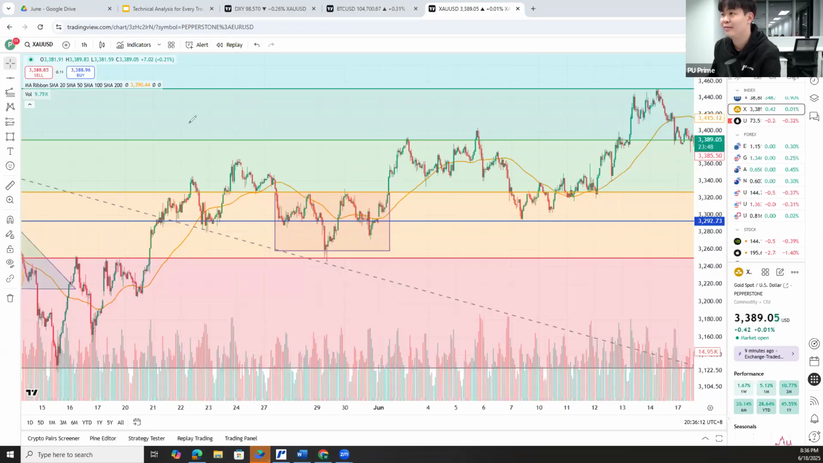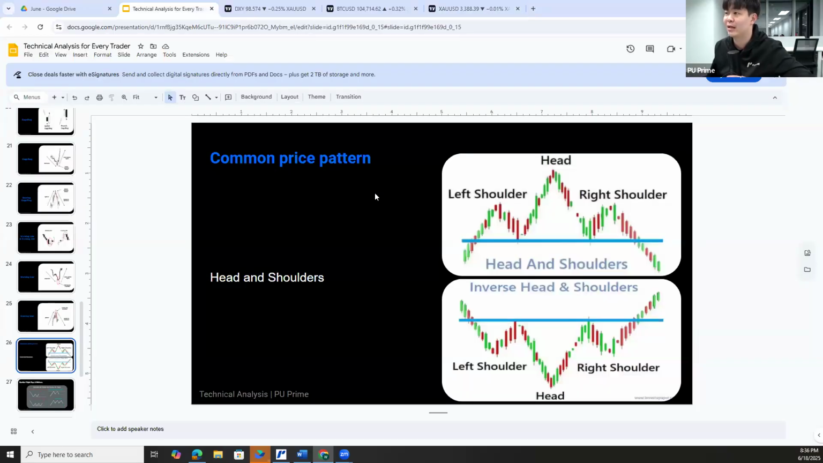Of course, for example, like this one, not the inverse one, if they break below, then it should be dropping. The inverse one is another situation. You can see that. So once the head and shoulders has formed and broken out, the asset will follow on it. All right, so head and shoulders is another good, common price pattern that you can consider.